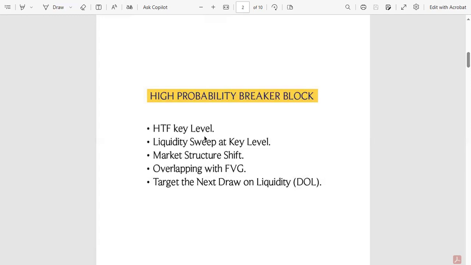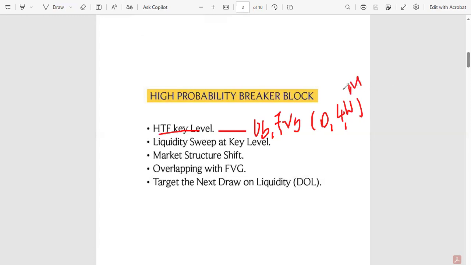Now, let's start with the first step. The first step is to focus on the high time frame key level. Make sure price has actually reached where we have the high time frame key level. For example, it can be an order block, a fair value gap, or a breaker block on the higher time frame. The higher time frame can be the weekly, the daily, or the 4 hour, and some people are actually using the monthly.